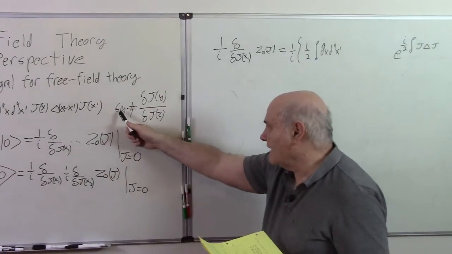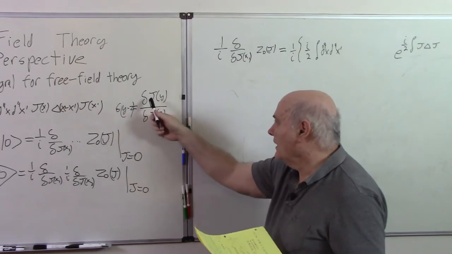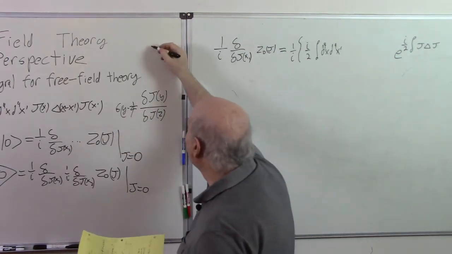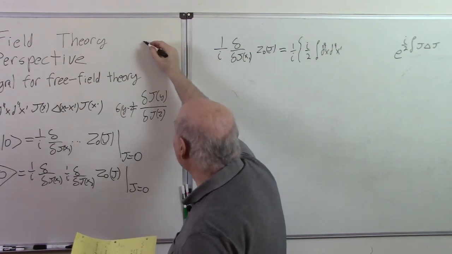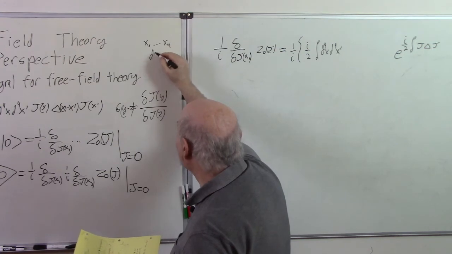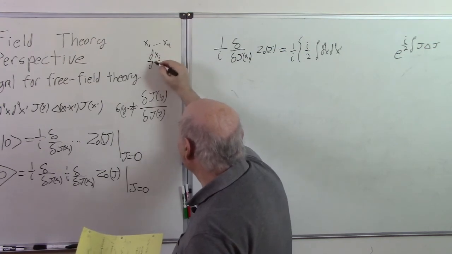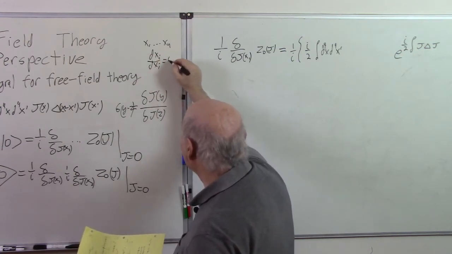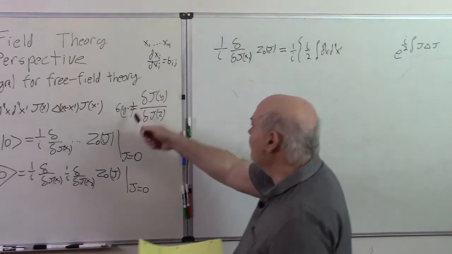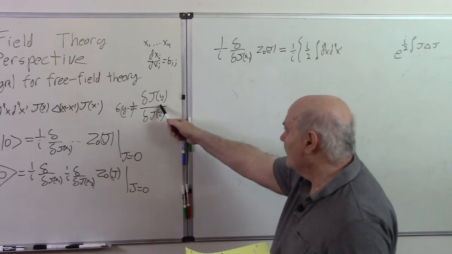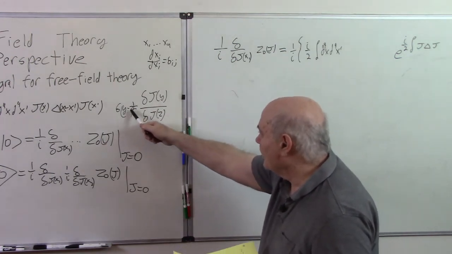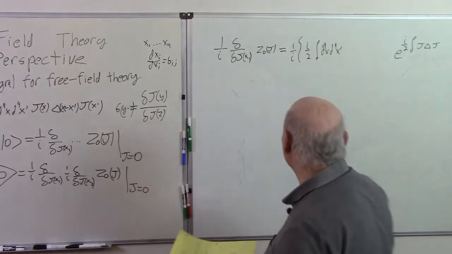This delta is a Dirac delta function. And so it's the same thing as saying, if we have variables like x1 through xn, the derivative of xi with respect to xj is equal to the Kronecker delta δ_ij. In the continuous case, we get this. Here we have continuous indices on our variables, and so we have a continuous delta function.